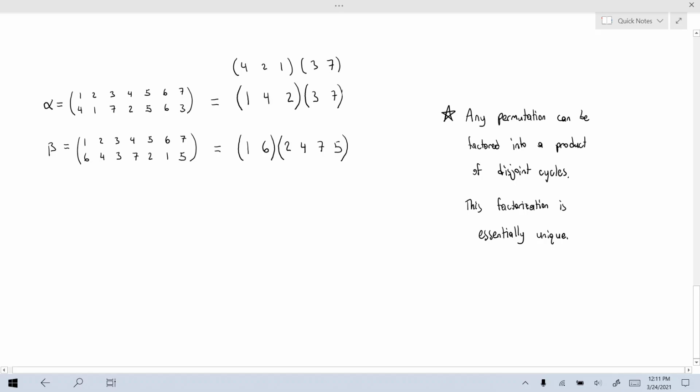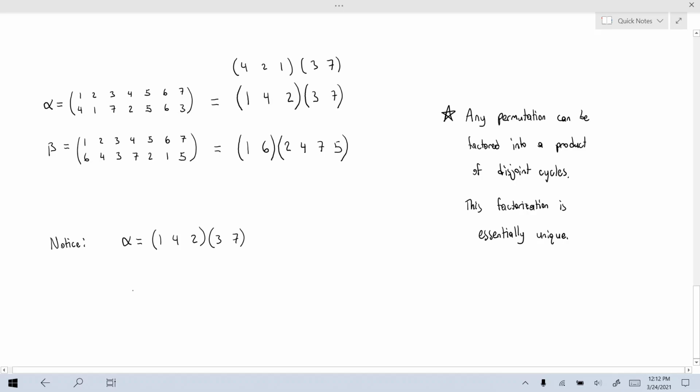So why is this important? First, let me talk about why it's important that cycles are disjoint. What's the benefit of having disjoint cycles? Let me point out something to you guys. Let me take alpha right now. Alpha was the product of the cycles (1 4 2) and (3 7).